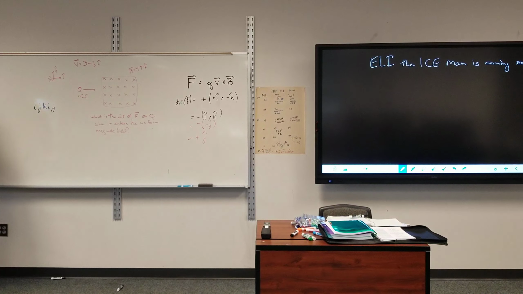What I believe Ibrahim was trying to recall is that if I go in order I, J, K, it's positive. I cross J is K, J cross K is I, K cross I is J. If I go in the opposite order, it's negative. In this case, I had I first, then K, so I'm going to the left, so I'm going to get a negative.